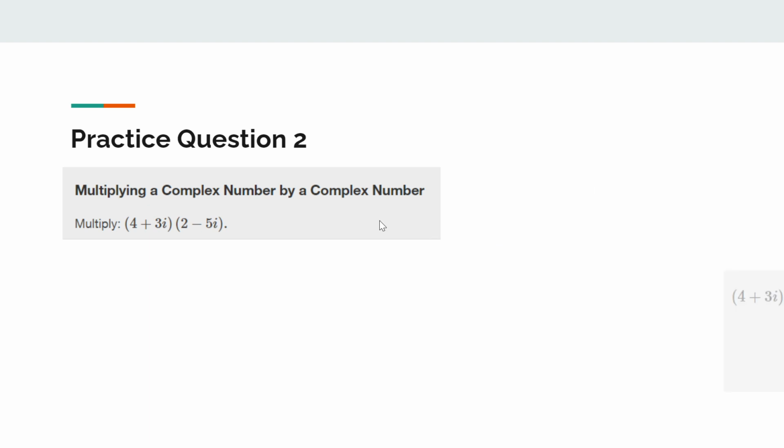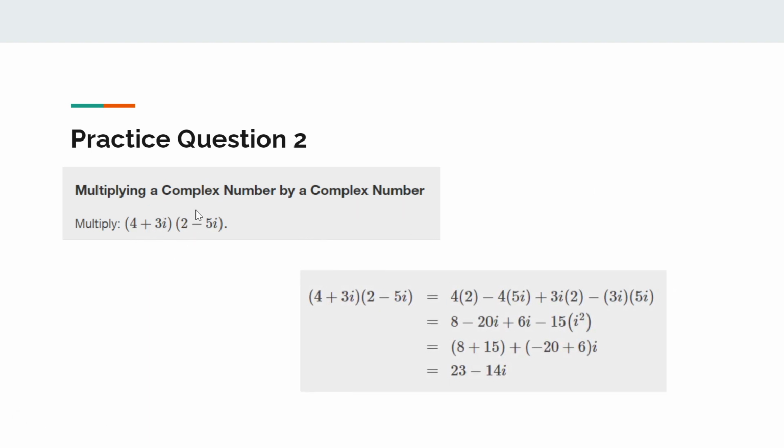Alright, here's the solution. We basically use the FOIL method, so 4 times 2 plus 4 times negative 5i plus 3i times 2 plus 3i times negative 5i. So we got 8 minus 20i plus 6i minus 15 times i squared. Notice that i squared is just negative 1, so it turns this negative sign into a positive sign. So 8 plus 15, we got 23, and negative 20i plus 6i, we got negative 14i. So the solution is 23 minus 14i.